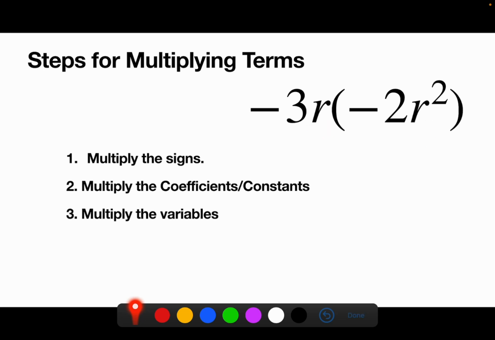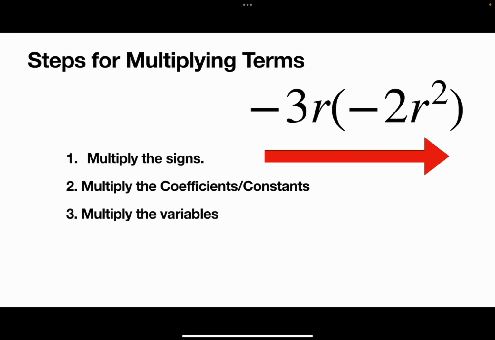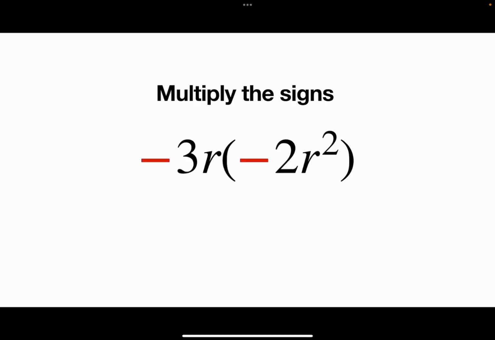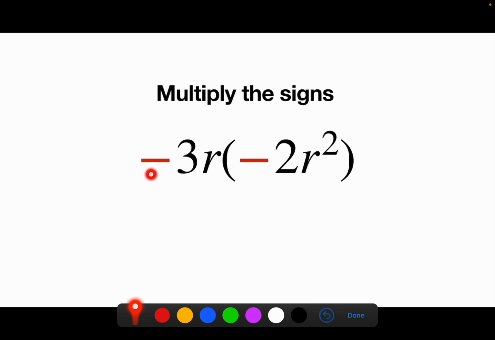So let's go ahead and take a look at this. The best way to do it is going from left to right: the sign, then the coefficient, then the variables. So first we're going to multiply the signs. Here we've got a negative sign, and here we have a negative sign.